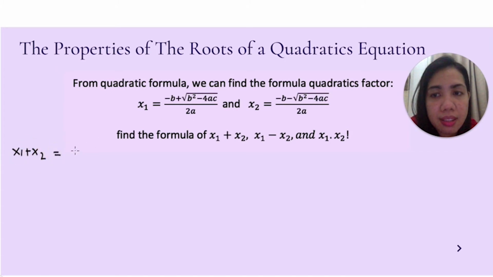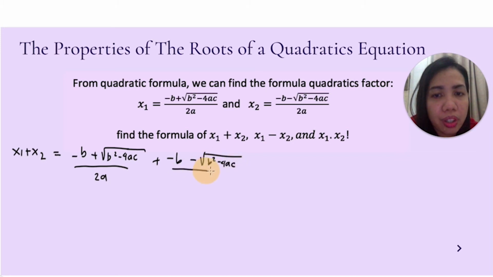x1, we rewrite this: minus b plus the square root of this, which is actually the discriminant. Later on we're gonna talk about the discriminant, so just write b squared minus 4ac, the long version. Actually, we can just write this as big D, which stands for the discriminant, but because we haven't learned that, that's okay, just put it like that. And then over 2a, and then plus minus b minus the square root of b squared minus 4ac over 2a.